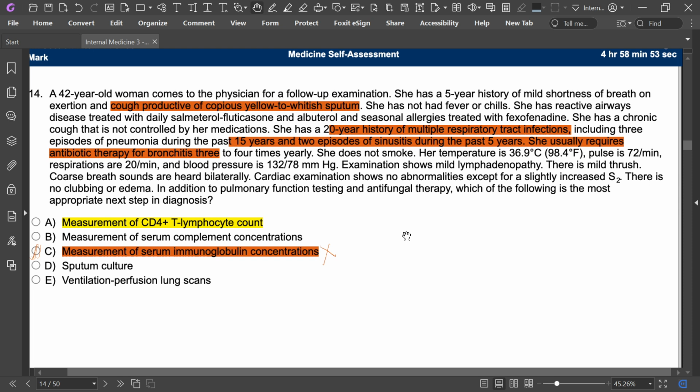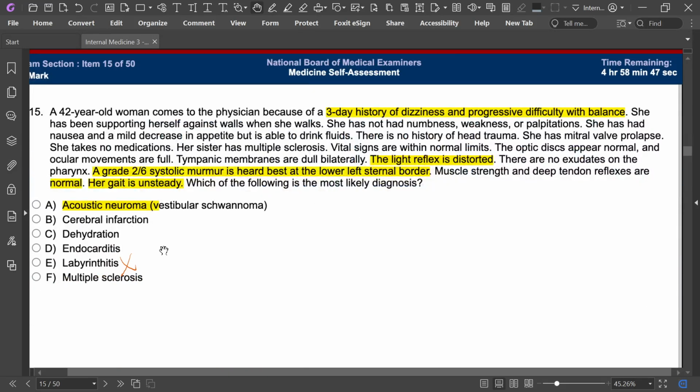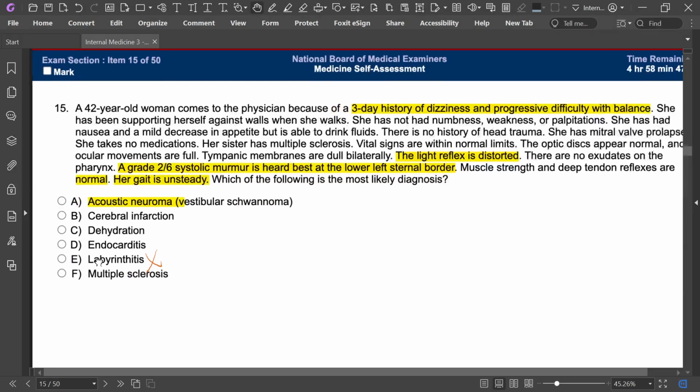She has mild lymphadenopathy and mild oral thrush. So mild oral thrush, repeated infection, a measurement of the serum immunoglobulin for CVID.